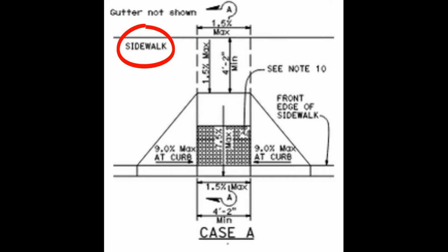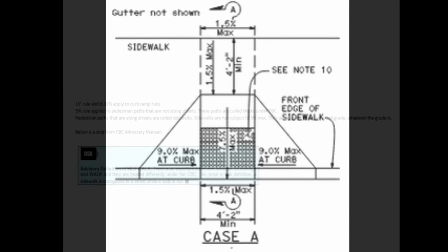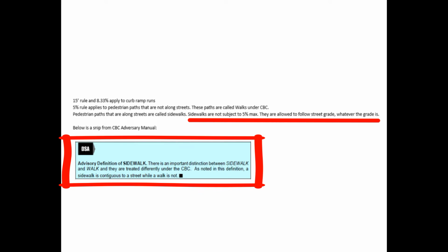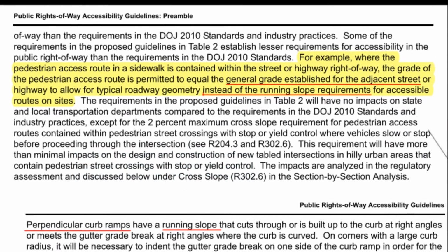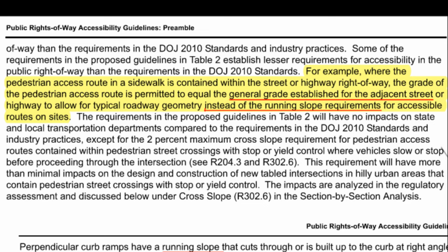If you review Caltrans standard 88A, Case A, this area is shown to be a sidewalk. Per CBC, sidewalks are not subject to 5% max and are allowed to be the general grade established for the adjacent streets. Per DOJ, for sidewalks contained within the street or highway right-of-way, the grade of the pedestrian access route is permitted to equal the general grade established for the adjacent streets, typically the roadway geometry. The key words are the general grade established for the adjacent streets.